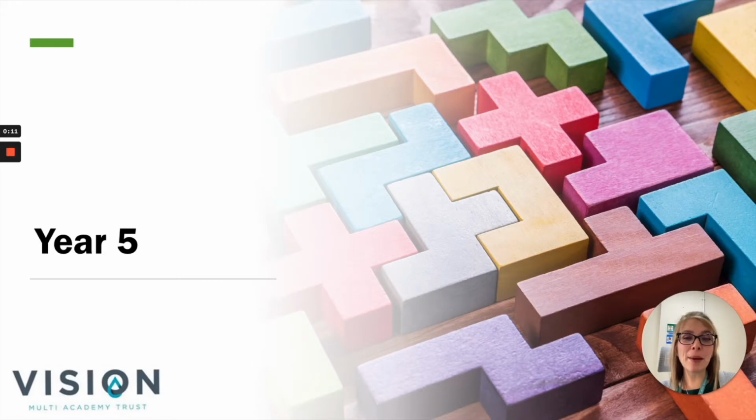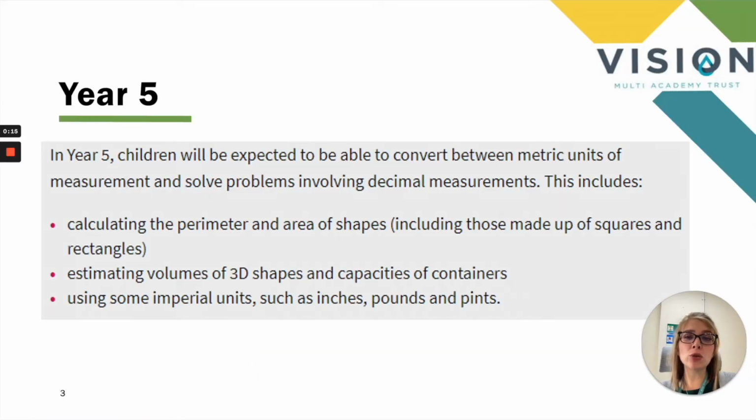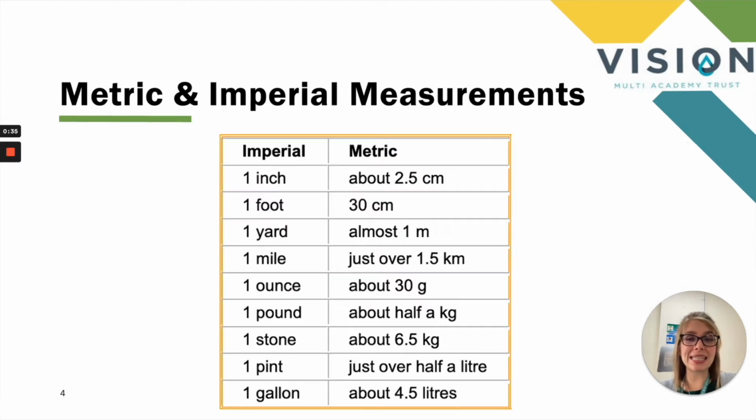So let's start by looking at year 5. In year 5, children will be expected to convert between metric units of measurement as well as solving problems including decimal measures. So we'll be looking at calculating the perimeter and area of shapes, estimating the volume of 3D shapes and capacities of containers, as well as using some imperial units such as inches, pounds and pints.